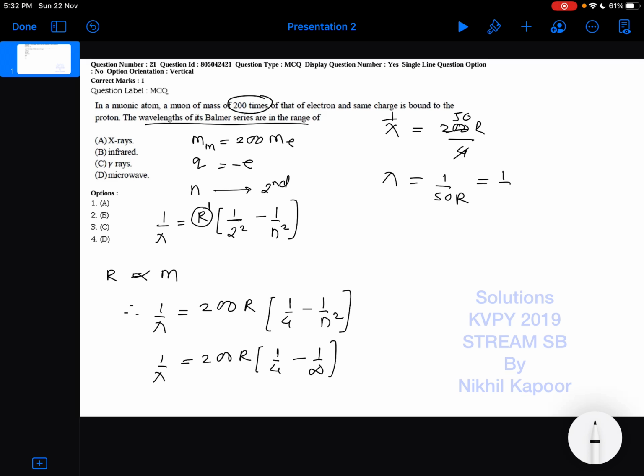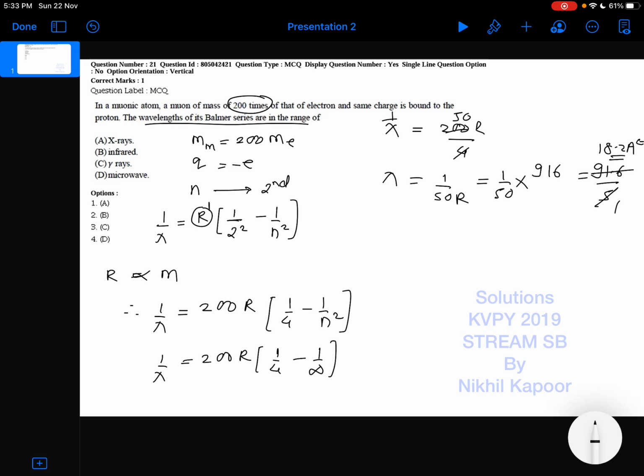Already the reciprocal of R is known to us, that is 1 by R is 916 angstrom. So this will be 916 upon 50, so it will be 91.6 upon 5. That comes out to be 18.2 angstrom something.